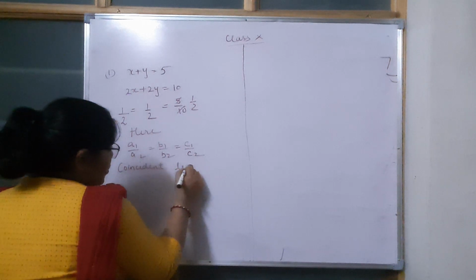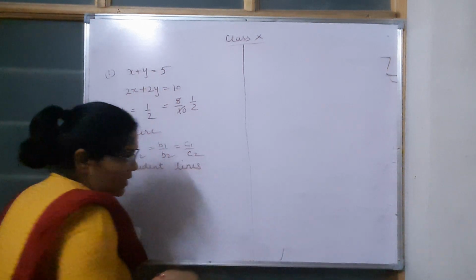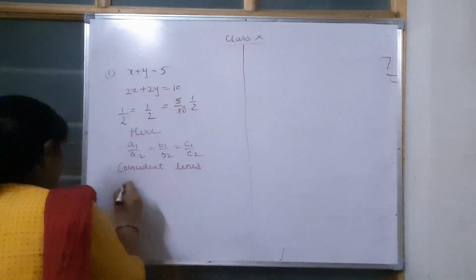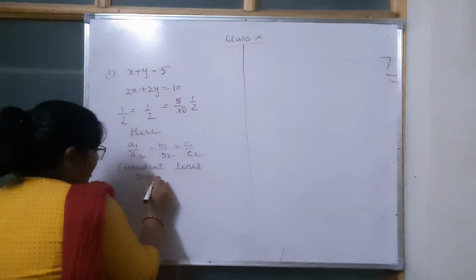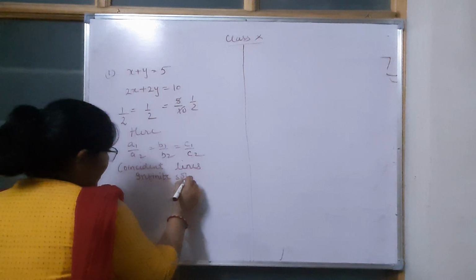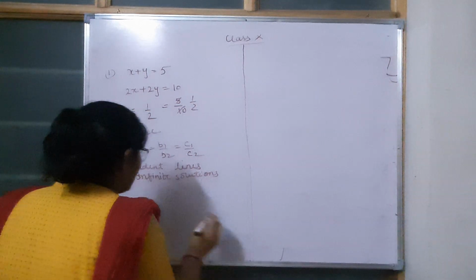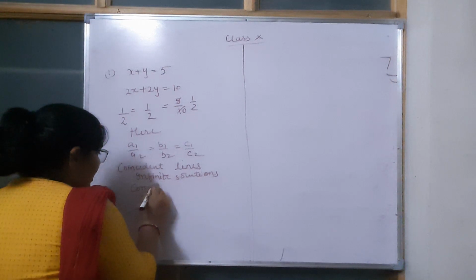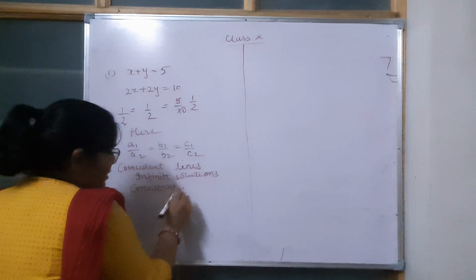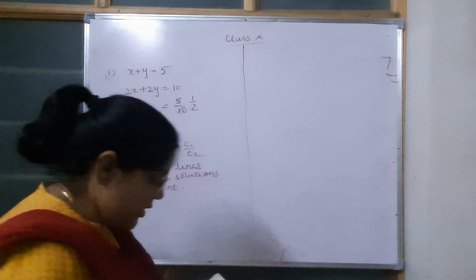Coincident lines means one line is lying on top of the other. So it means infinite solutions. And if infinite solutions are there, is it consistent or inconsistent? Consistent, because a solution exists. So consistent. Alright. Now moving on to the next question.